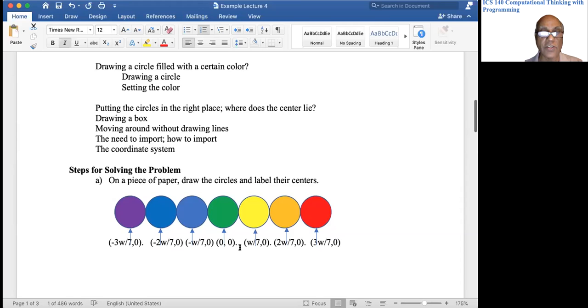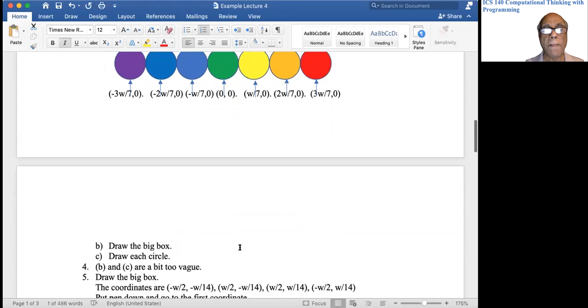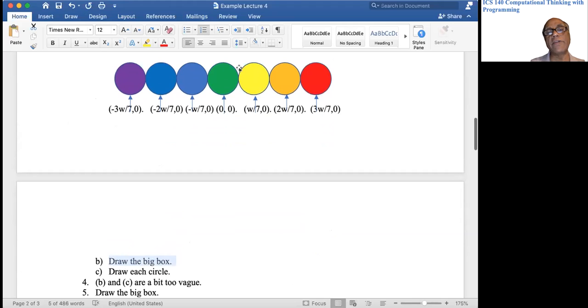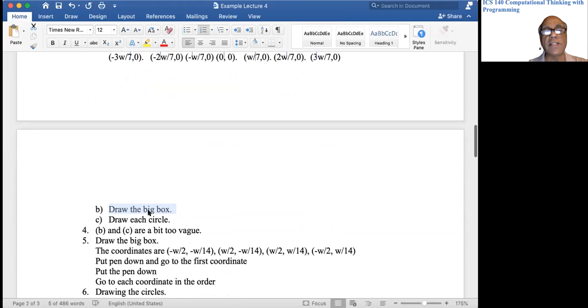It is not time to start coding anything. So there are 2 big steps. One is drawing the big box. There is a box to be drawn here. How do I draw that? That is one big issue. If I can draw the big box and then draw each circle, I have solved the problem. But this is not enough as pseudocode, because this is too vague, right? So I should be giving more details here.